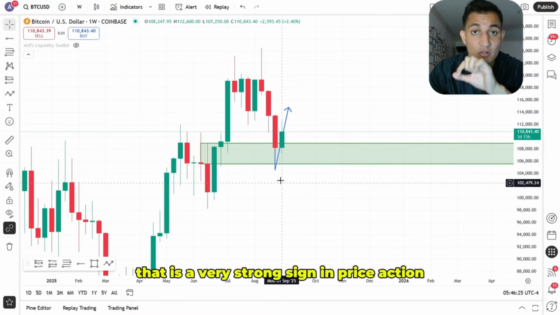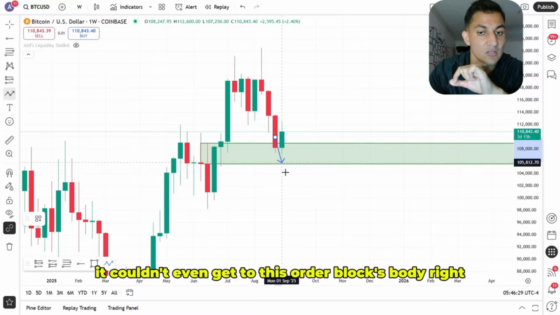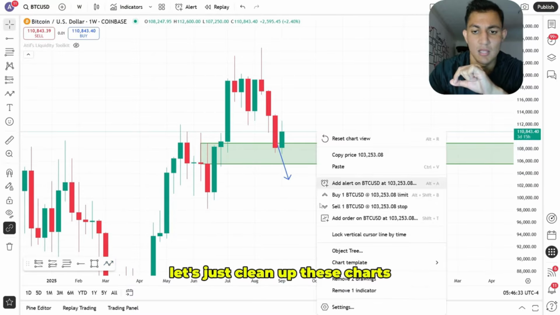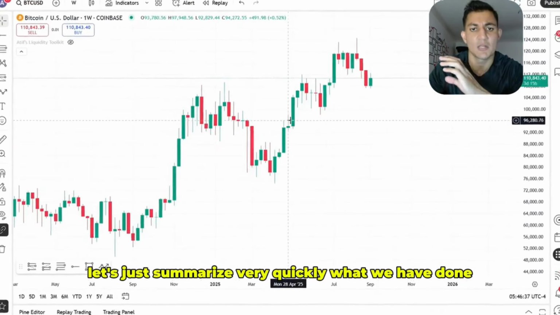That is a very strong sign in price action that this market wants to move, right? Price is so bullish, it couldn't even get to this order block's body. Really, really important. So let's just clean up these charts. What have we done on the weekly chart? Let's just summarize very quickly what we have done.